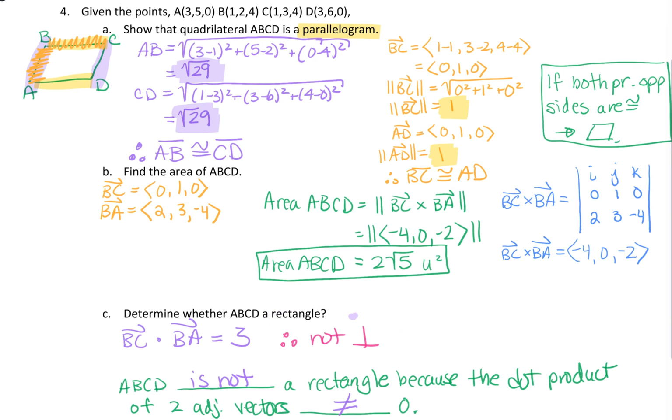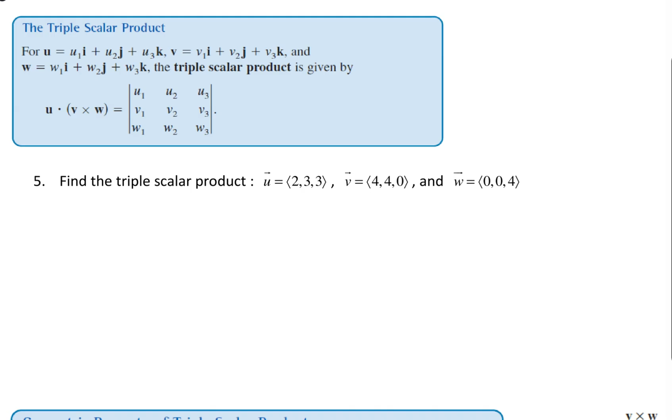Okay, so you're saying, I found the dot product equals 3. What is the conclusion of that number? The conclusion of that number is that the two vectors of the two sides are not perpendicular or not orthogonal, which then means that ABCD is not a rectangle. Okay? All right. So we're going to finish up with just 2 more applications of dot product and cross products.